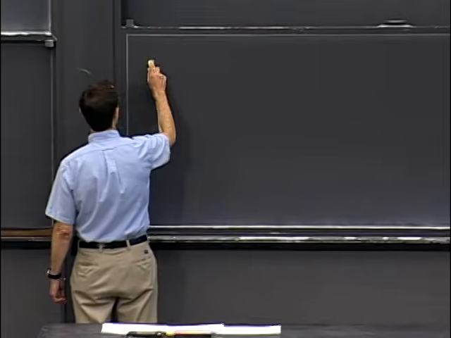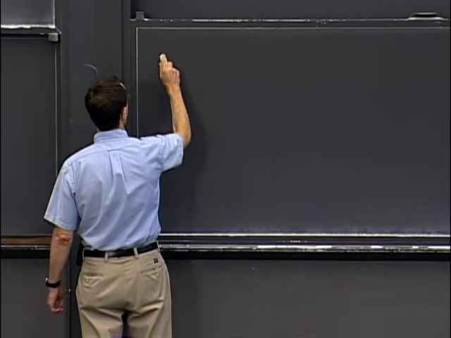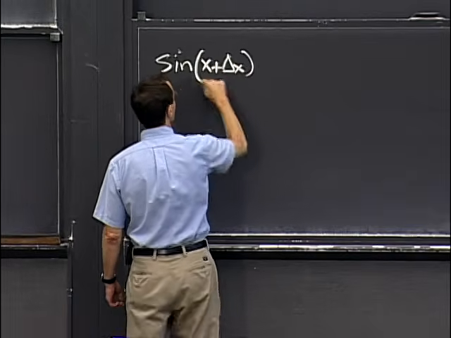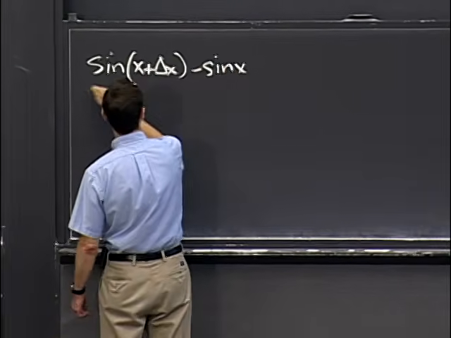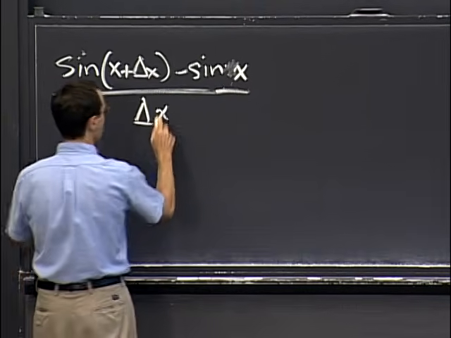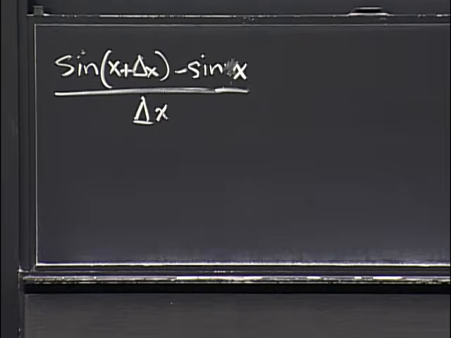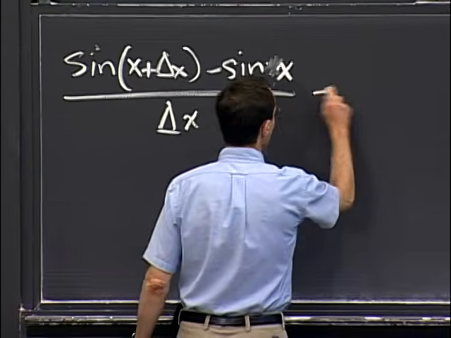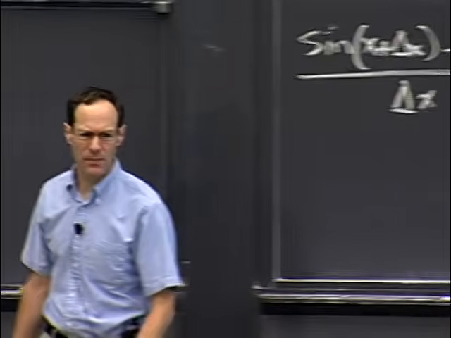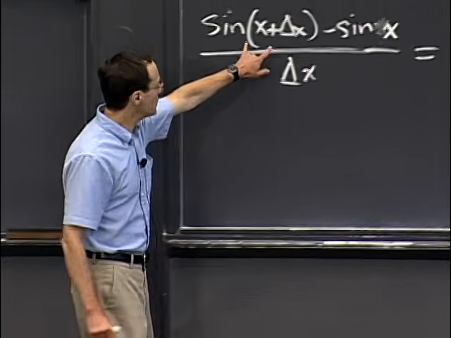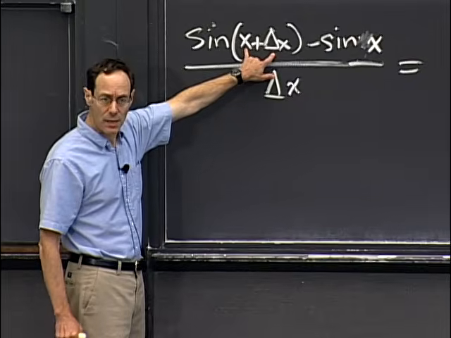So here we go. Let's check what happens with the sine function. I take sine of x plus delta x, I subtract sine x, and I divide by delta x. All right, so this is the difference quotient. And eventually, I'm going to have to take the limit as delta x goes to 0. There's really only one thing we can do to simplify it, and that is to use the sum formula for the sine function.